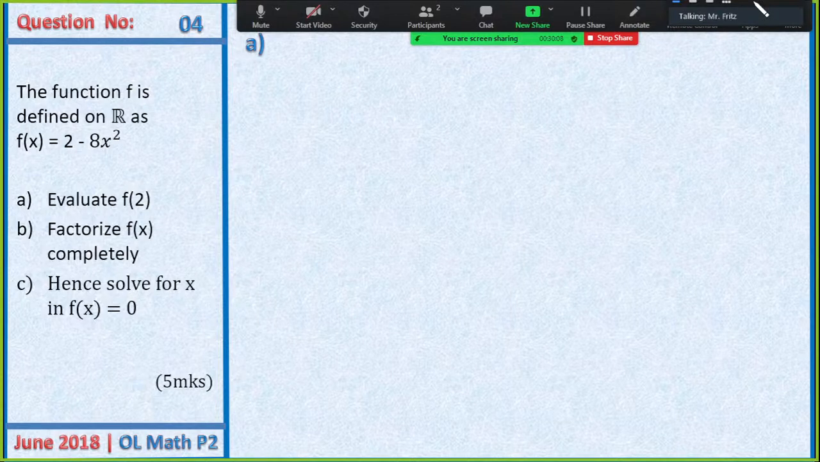The function f is defined on the set of real numbers as f of x equals 2 minus 8x squared. Evaluate f of 2. Factorize f of x completely. Hence, solve for x in that equation. So we start by looking for f of 2, right? Yes, sir. Alright, so can you do f of 2 for us? Yes, sir. F of 2 means just put 2 in the function, that is all.